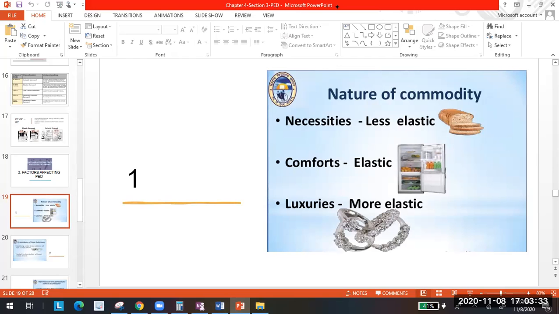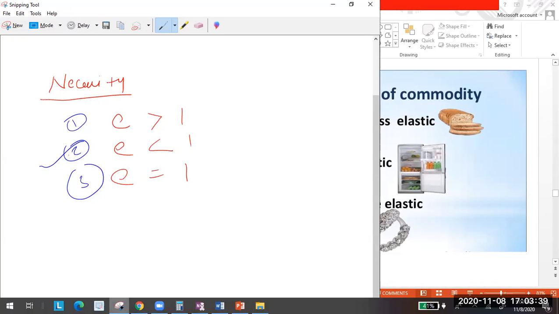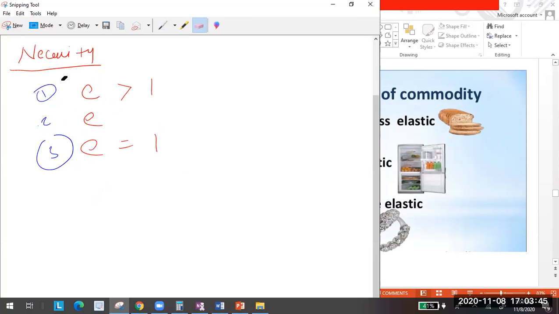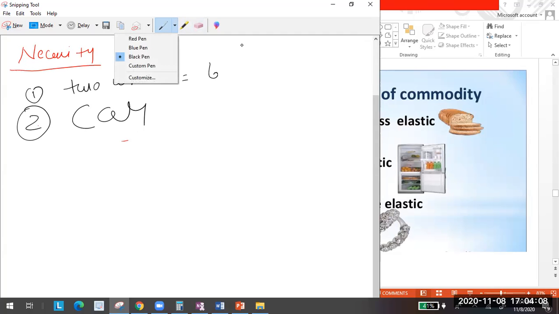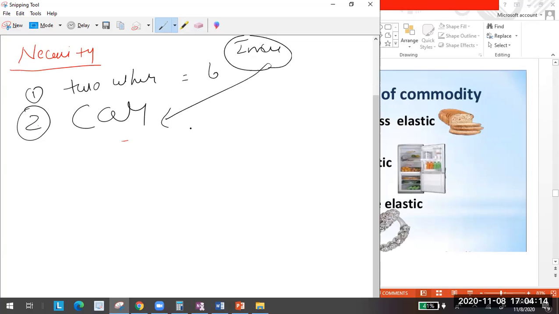Then comfort. How will elasticity be affected due to comfort? Comfort is not necessary. Comfort means what? A higher satisfaction level. If you want to travel somewhere, you can use your two wheeler, and you can use your car also. And if your income is more, then you will of course go for the car, right?